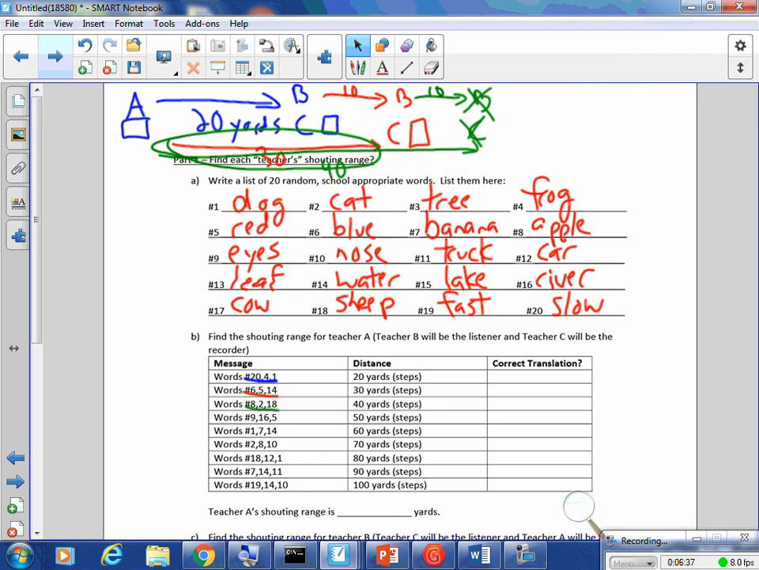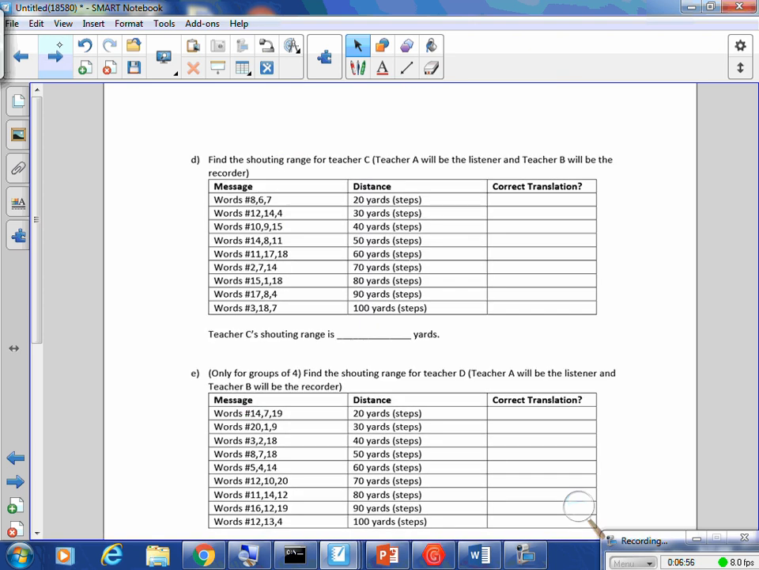Once we do that, once we have 3 teachers, each with a shouting range, you'll notice the steps B, C, D are just the same process, with different combinations of teachers rotating through so everyone gets to do it. Once that data is collected and all 3 teachers have a shouting range, then we go to the next part, which is the rough draft.